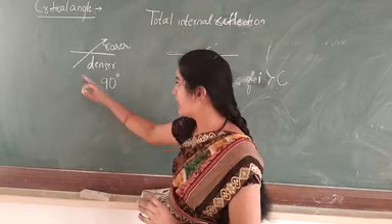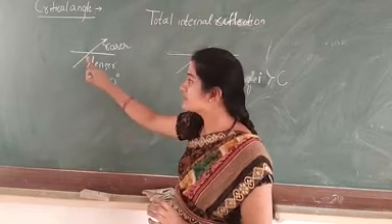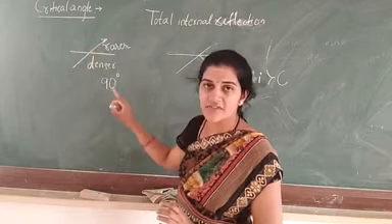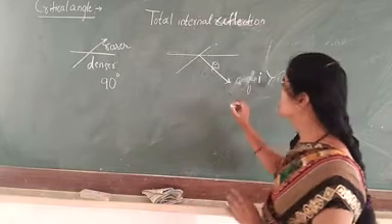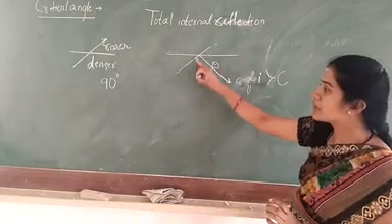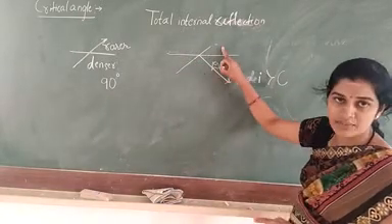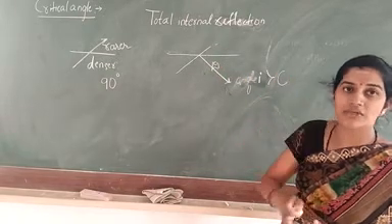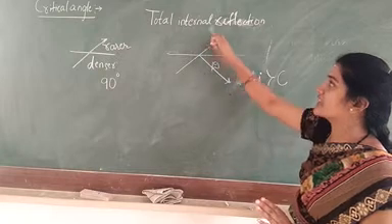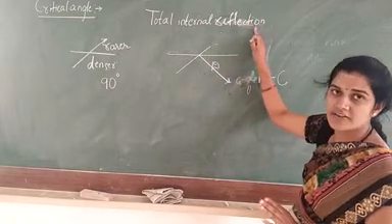In the critical angle, we are considering that the angle of refraction should be 90 degrees. When a ray of light is made to pass from the denser medium to the rarer medium, and it does not go into the rarer medium but gets reflected back towards the denser medium, then we call it what? Total internal reflection.